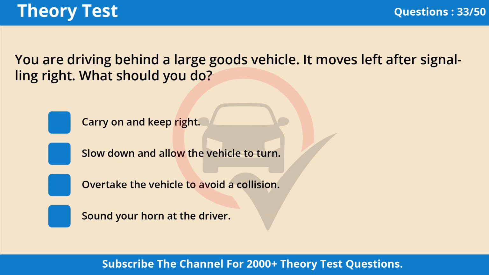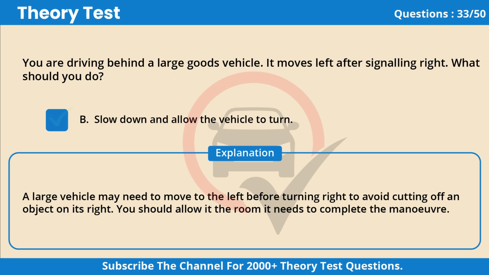Question 33. You are driving behind a large goods vehicle. It moves left after signaling right. What should you do? B. Slow down and allow the vehicle to turn. A large vehicle may need to move to the left before turning right to avoid cutting off an object on its right. You should allow it the room it needs to complete the maneuver.